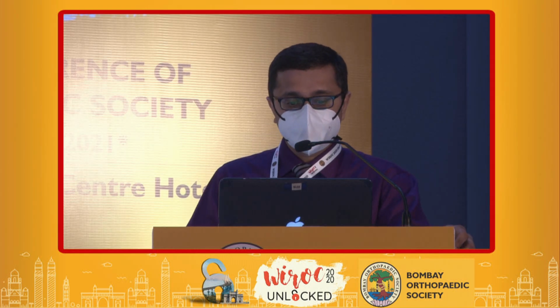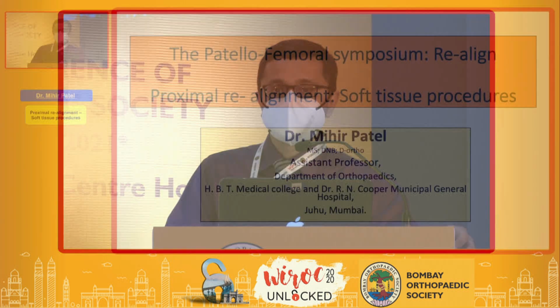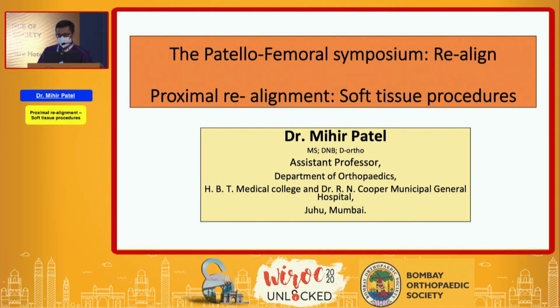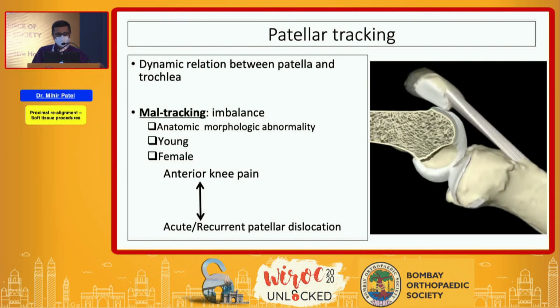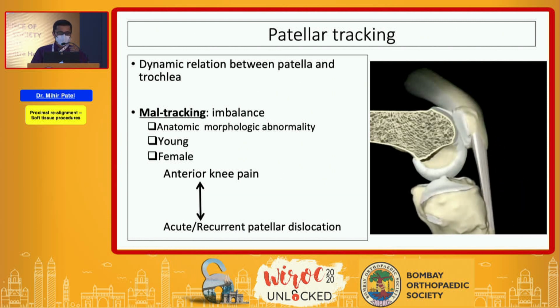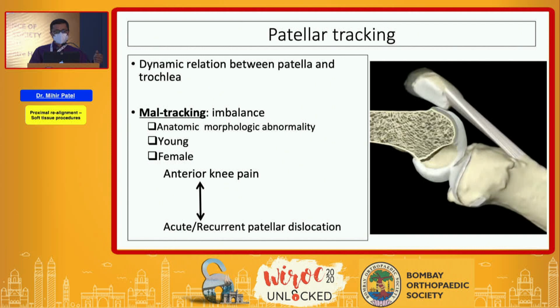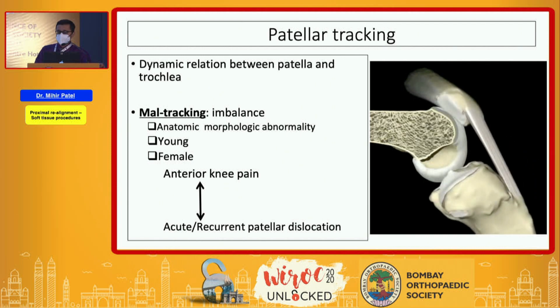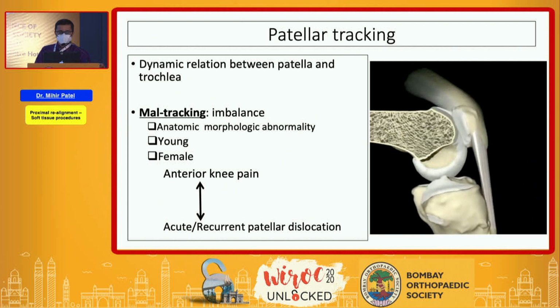I'm going to talk about proximal realignment, soft tissue procedures that we use to realign the maltracking. So patellar tracking is nothing but a dynamic relationship between the patella and the trochlea. And maltracking is an imbalance which most commonly occurs because of anatomic morphologic abnormalities, most commonly in young females.